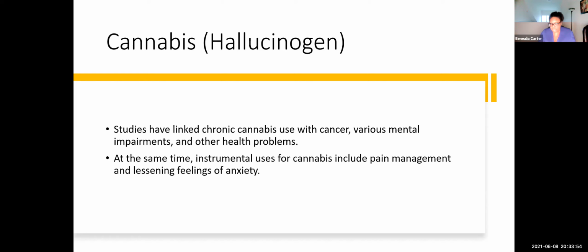So of course now we get to the most popular drug, even though alcohol is the most used. This is the most contentious and popular drug out there, cannabis.